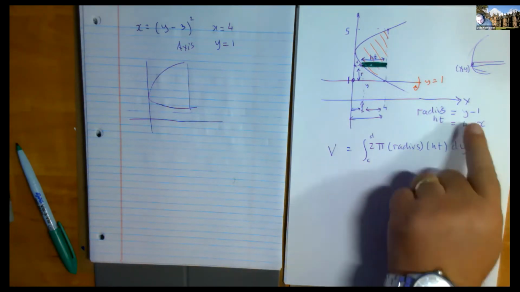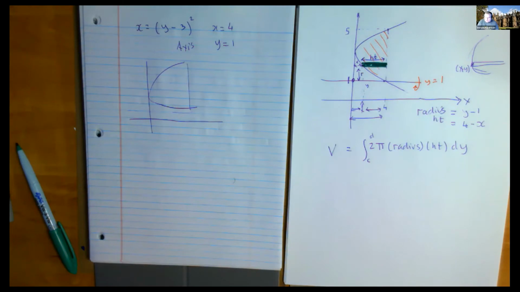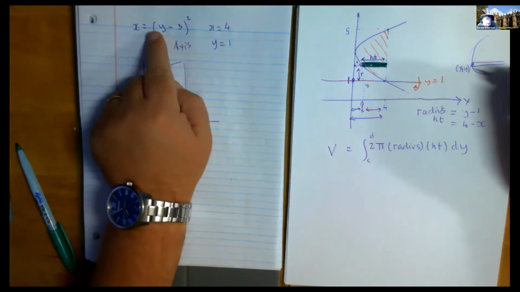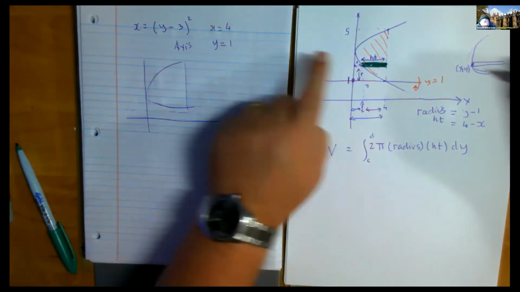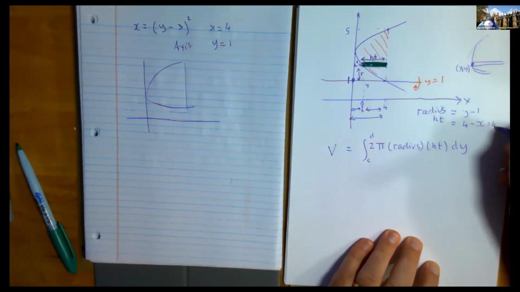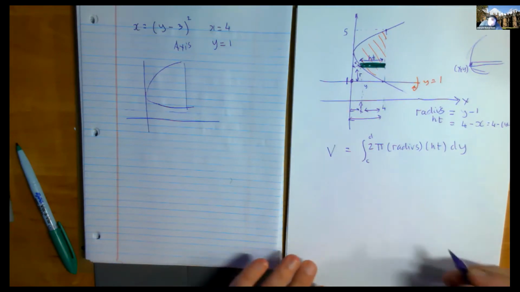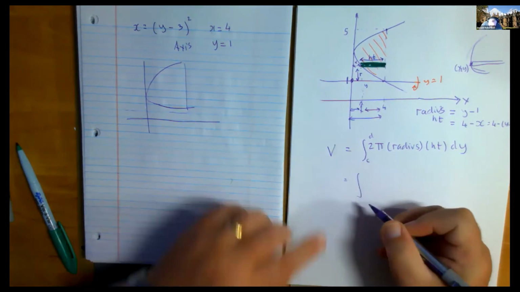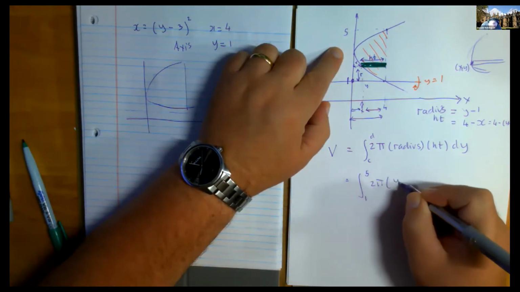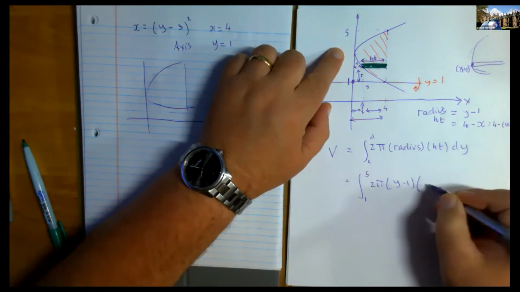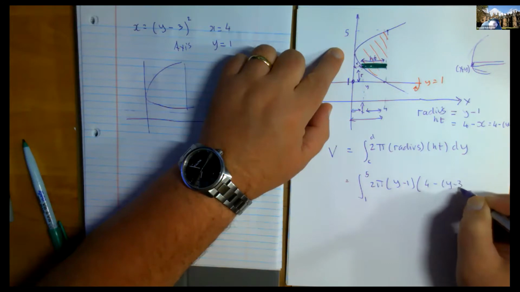Now the only problem with the height is that we don't want anything with x's. We need everything to be in y's. So we need to realize that x can be written as y minus 3 squared, because that x is on the curve. So this becomes 4 take away (y minus 3) squared. And we now have the integral from 1 to 5, 2 pi, radius, and the height is a really messy looking expression.